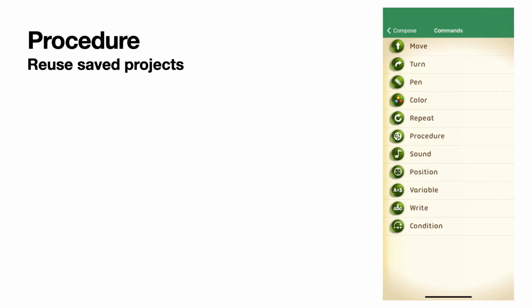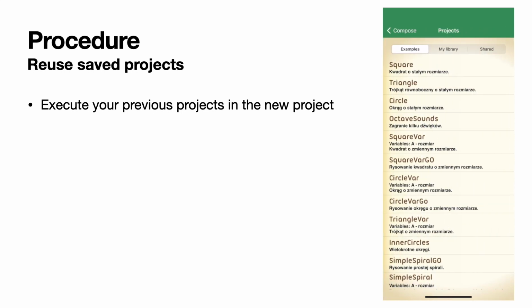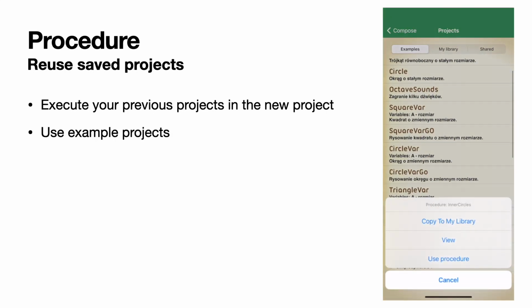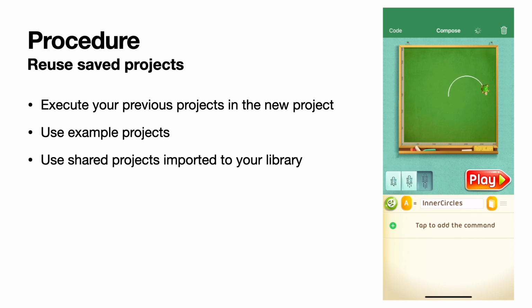You can save your project in the library and then use it again in your other project using the Procedure command. Select one of your saved projects and it will be used in your new project. In the advanced mode you can choose also example projects or projects shared by your friends. The result of the called procedure can be saved in a variable.